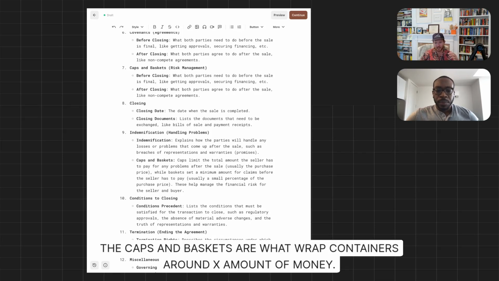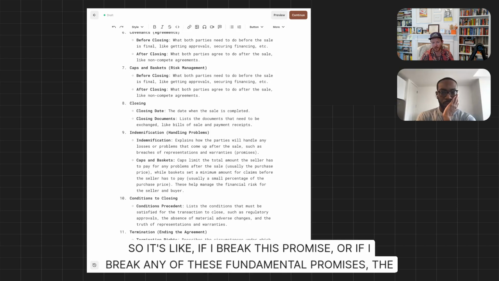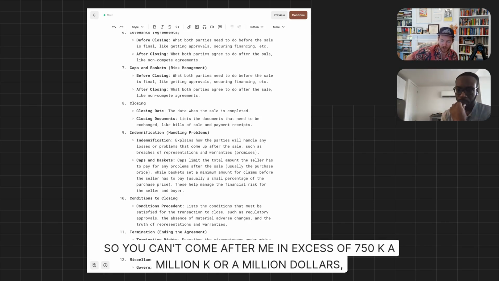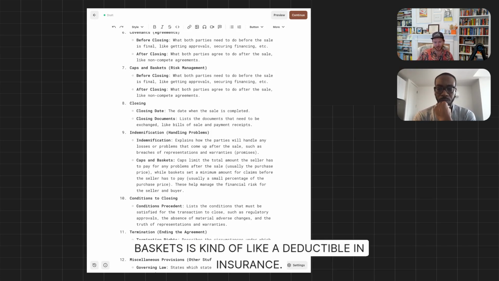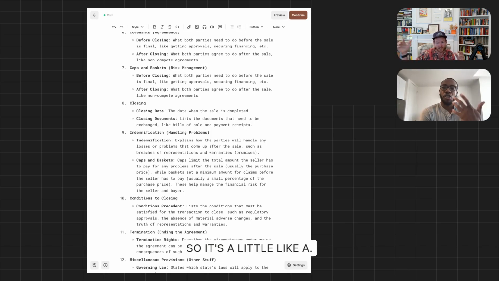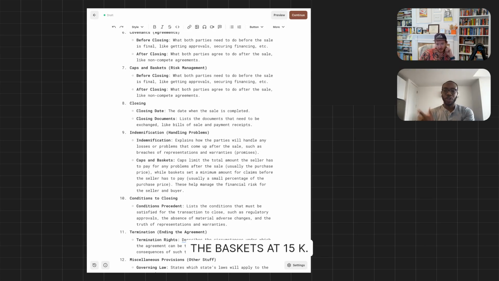Yes. The caps and baskets are what wrap containers around X amount of money. So the simplest one, a cap limits the total amount that the seller's on the hook for. So it's like if I break this promise, or if I break any of these fundamental promises, the most I'm on the hook for is the purchase price of the company. Right. So you can't come after me in excess of $750K, $1,000,000, or $1 million, whatever. Right. Baskets is kind of like a deductible in insurance. It's like, let's say I broke a promise, you can't come after me until that cost gets above 30 grand. Any cost that you incur as a result of me breaking a promise. Got it. So I broke this promise, Kev, you're pissed, but it only cost you 10K. Sorry, dude. The basket's at 15K. Yeah, that's on you. Like a deductible.